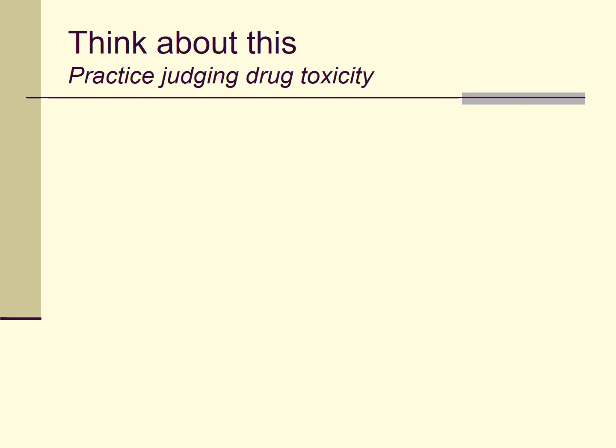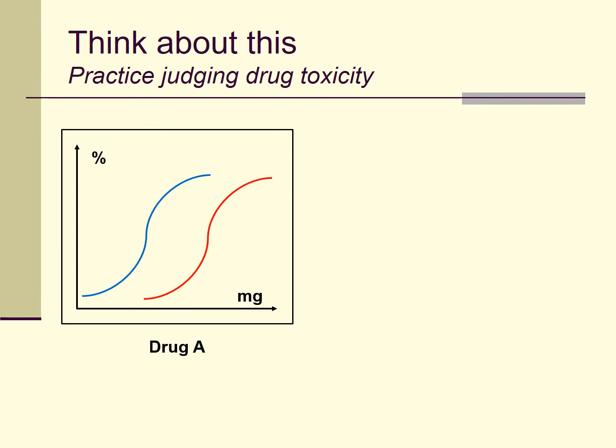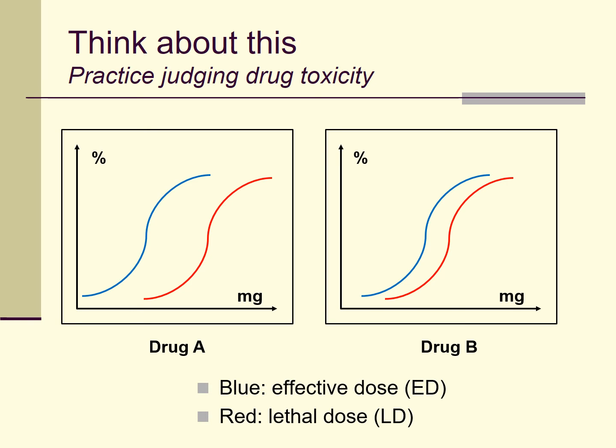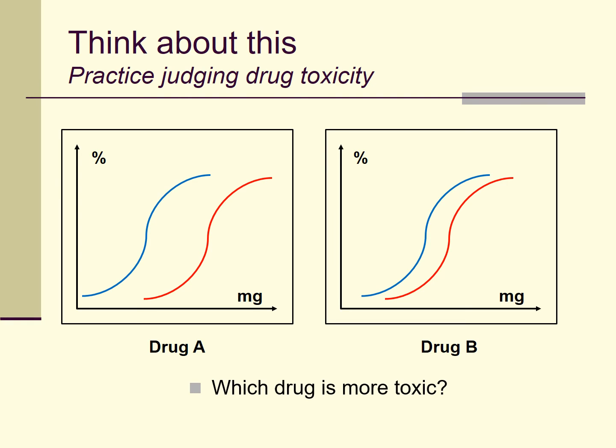So I've been kind of talking on and on right now. Let's pause and let you think about this. Here's an example. I want you to practice judging the toxicity of drugs based on their effective and lethal dosing curves. So here's drug A, and here's drug B. In case it's not obvious to you, the blue line here is the effective dose curve, and the red line here is the lethal dose curve. So think about drug A and drug B and think which of these two drugs is more toxic, which is the more dangerous of the two drugs to use. So again, which drug is more toxic?